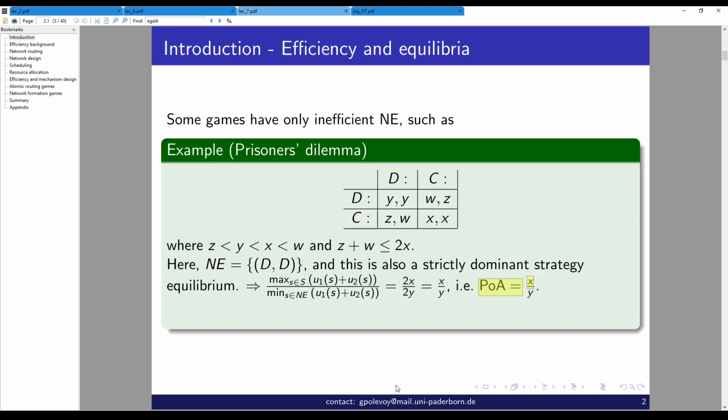Now, what is the best that we need to pay? So what is the best we could have, the least bad thing, what is the least price we might pay for playing equilibrium?